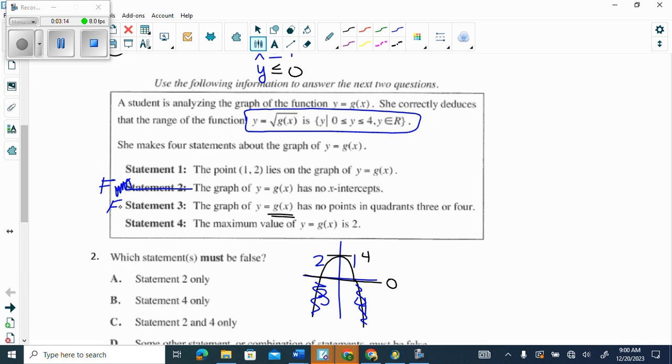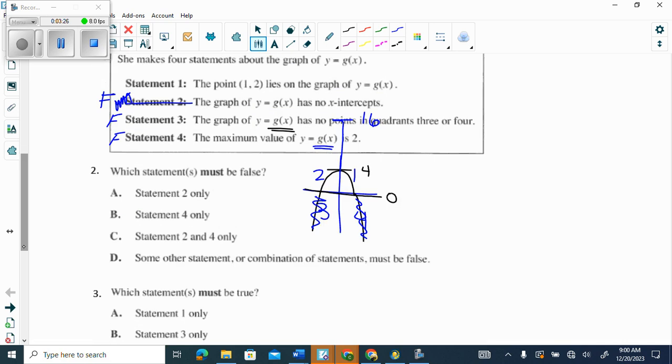And the maximum of the graph is 2. The maximum of the graph of g of x, which is the original, was not 2. What was it? 16. Some other combination. That's so dumb. It must be false. Trust me, on a diploma, they ain't putting that.